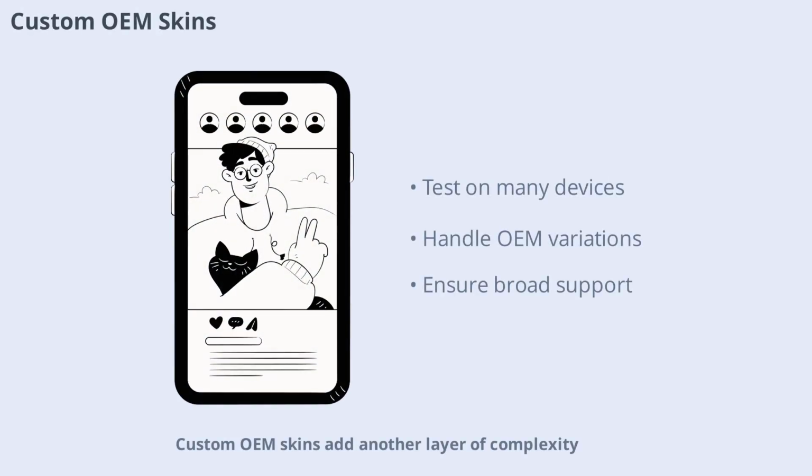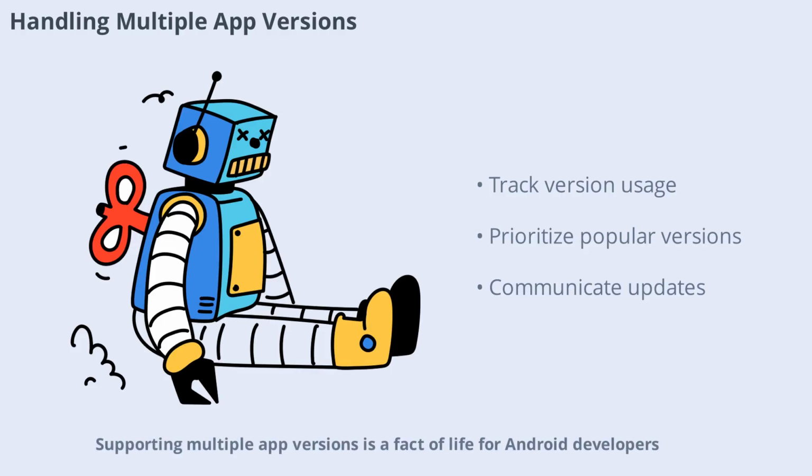Custom OEM skins add another layer of complexity. Manufacturers often modify Android in ways that can affect your app's behavior. Always test your app on a variety of devices and Android flavors to catch compatibility issues that might not appear on stock Android.